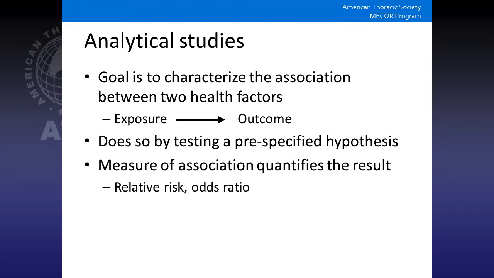And we do this typically by testing a pre-specified hypothesis. That is, we start out with a hypothesis, for example, that smoking causes lung cancer. So we can then design a study. We can choose a study design and a tool to address that hypothesis, to examine it, to see if it rings true. The measure of association then between that exposure and the outcome quantifies the results.